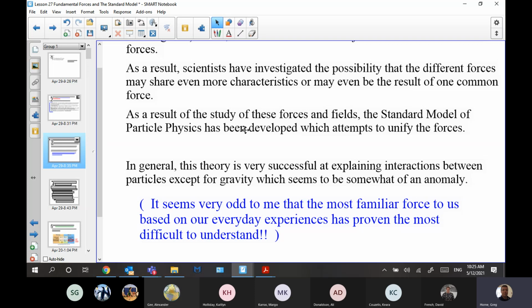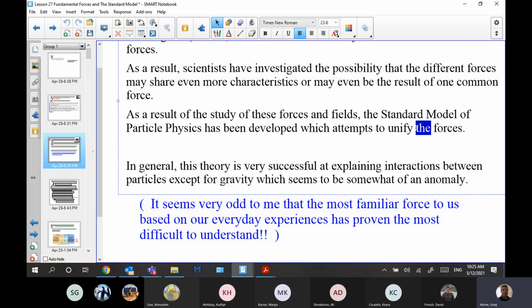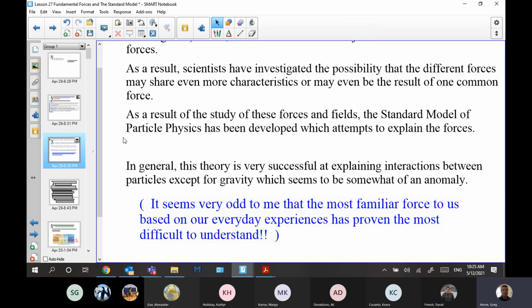I'm just going to modify this page a bit here. I'm going to say attempts to explain these forces and interactions and so on. And then, yeah, let's just leave it at that.